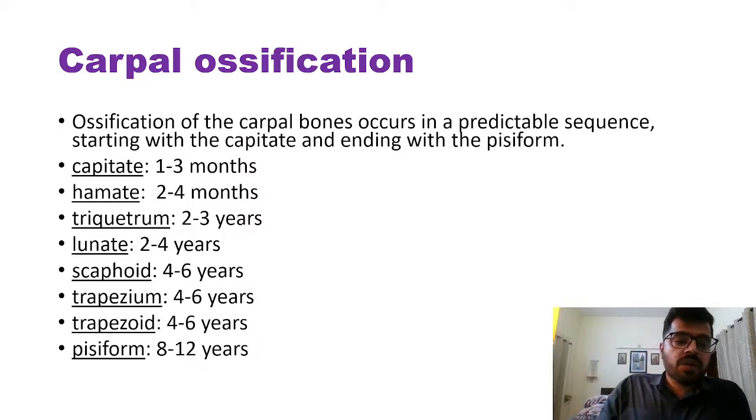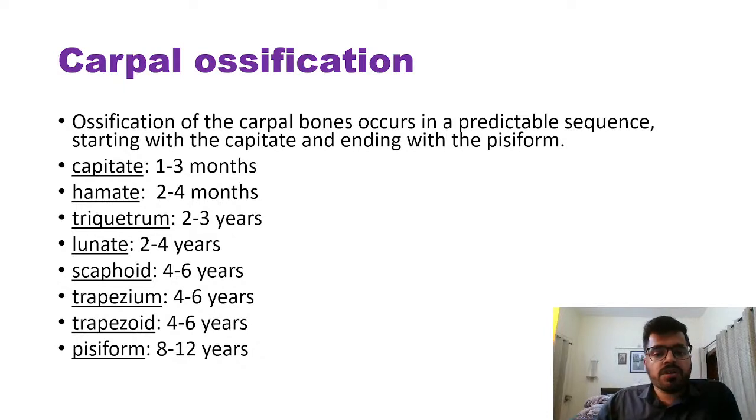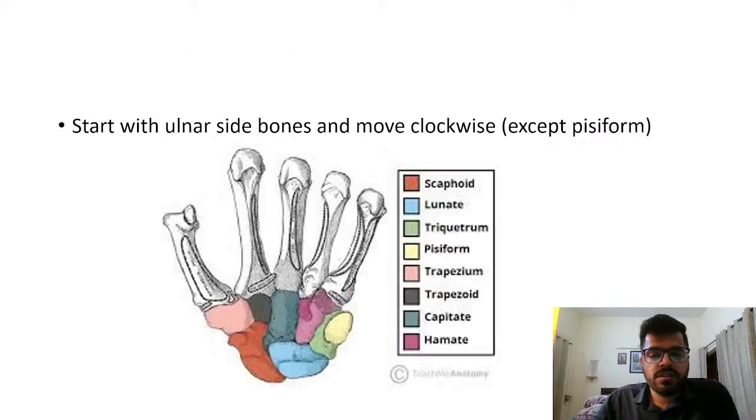Then we discuss carpal ossification. Ossification of the carpal bones occurs precisely in a predictable manner. We have to start from capitate and move towards pisiform. So capitate, hamate, triquetrum, lunate, scaphoid, trapezium, trapezoid, pisiform. So here is the capitate. We start from the capitate and move clockwise.